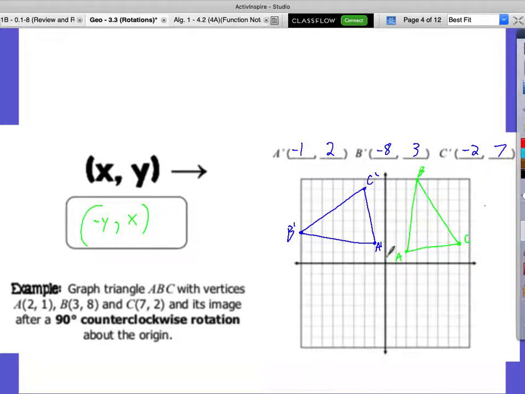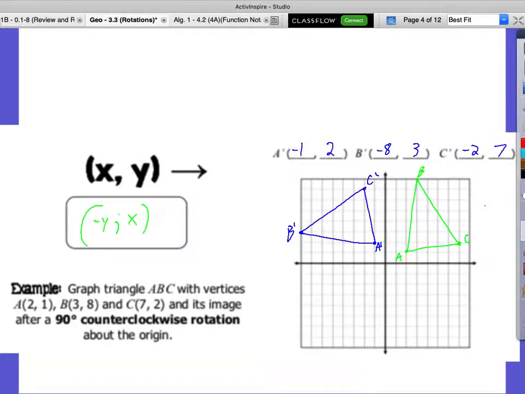So for C, I turn my head this way, turn my paper. Now I'm going 7 to the right, 2 up. Okay? So you can think of it that way. It is kind of weird, but that's something that helps me when I'm going through this, it helps me remember things. So maybe that'll help you as well, okay?